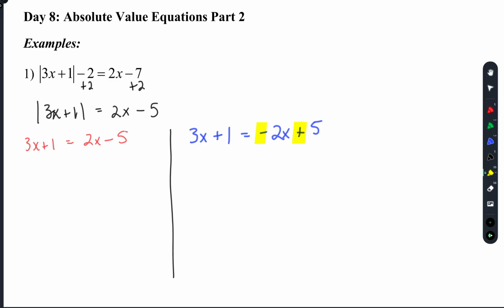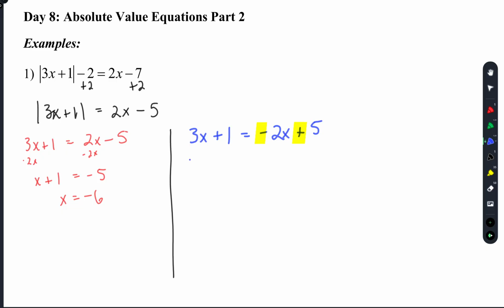So what you're going to do now is solve for your values here. So you're going to solve these. These problems are kind of intense because you're solving 2 equations, basically, and you have to check them.